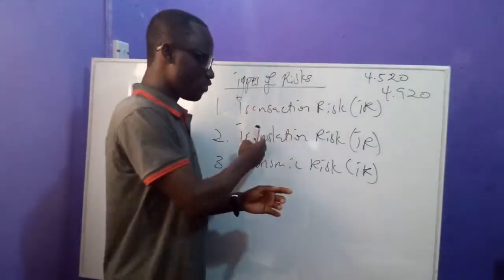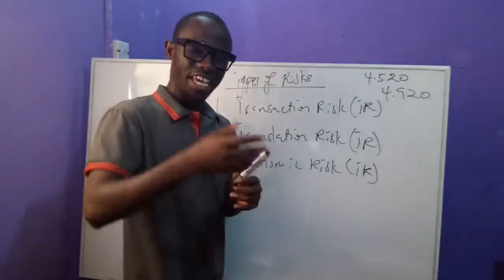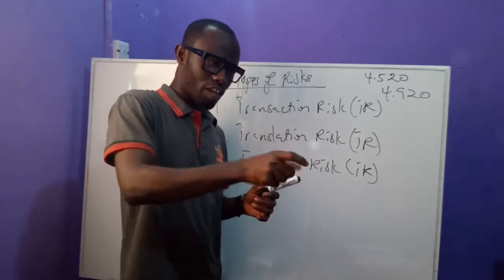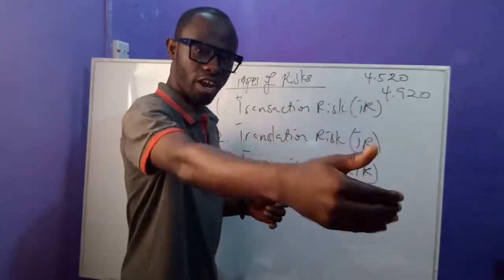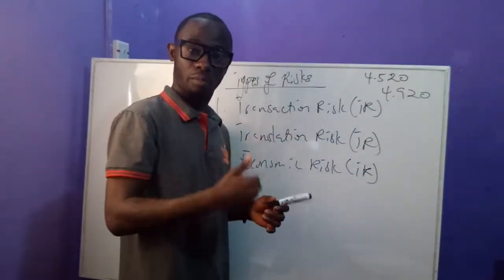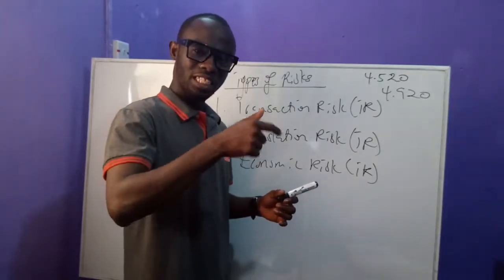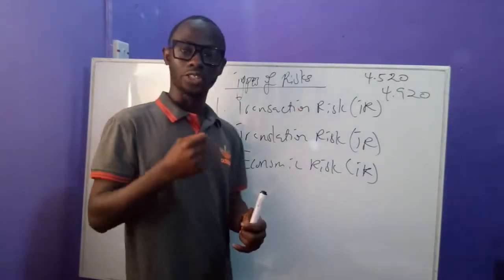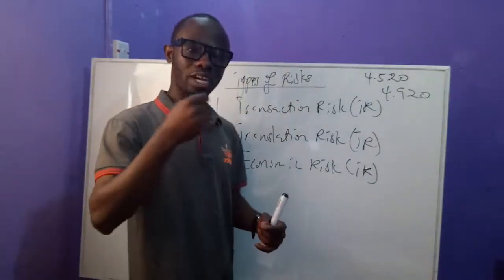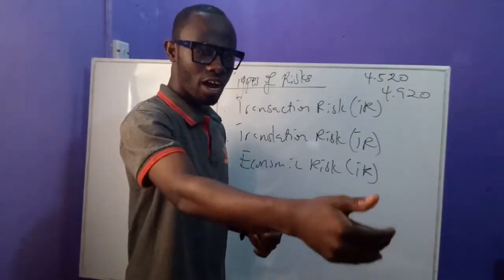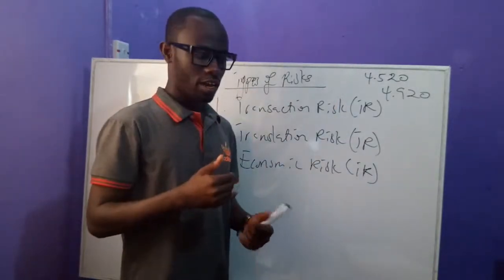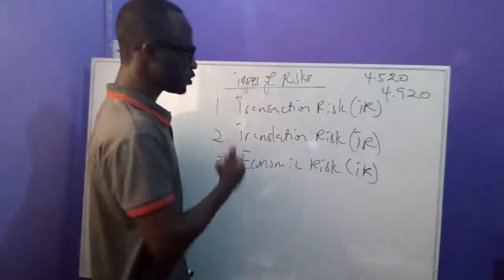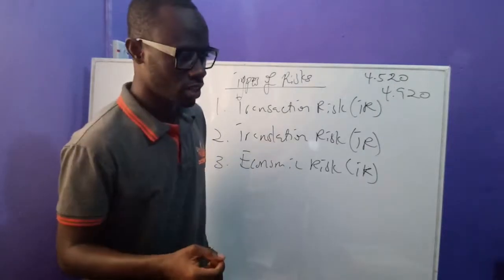So that is what refers to as what? Translation risk. So in translating the records from the foreign currency to the domestic currency of the parent company, the possibility that there is going to be a negative movement in the currency is what refers to as translation risk. So you are translating from one currency to another currency. Then the last one is economic risk.